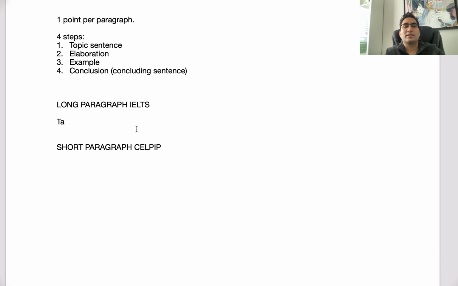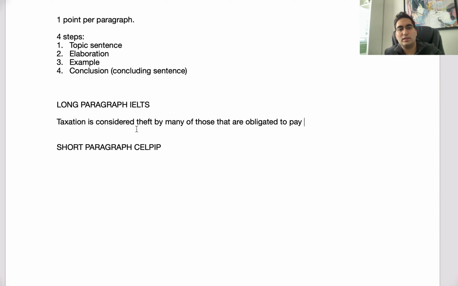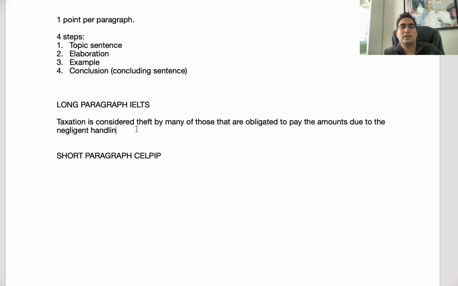I'm going to write my first sentence, and there's a way I'm going to write it. I'll tell you about it in a sec. Taxation is considered a theft by many of those that are obligated to pay the amounts due to the negligent handling of said amounts.